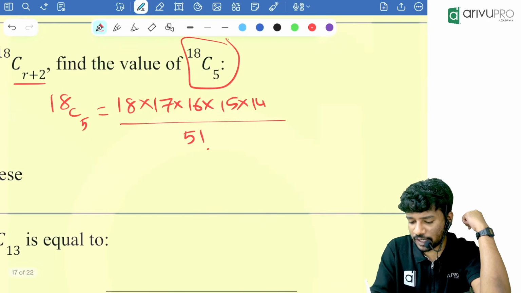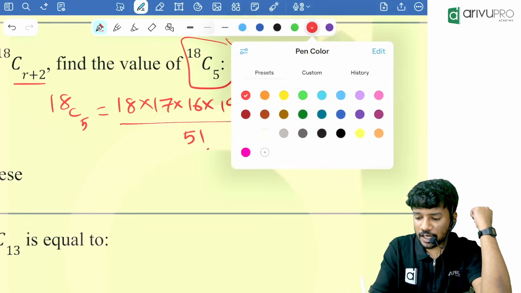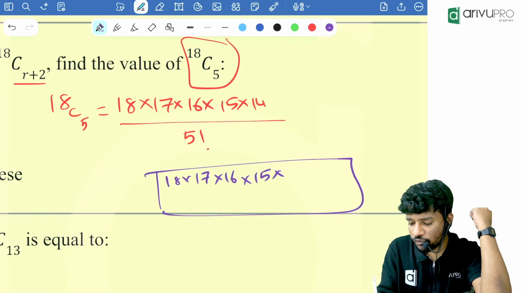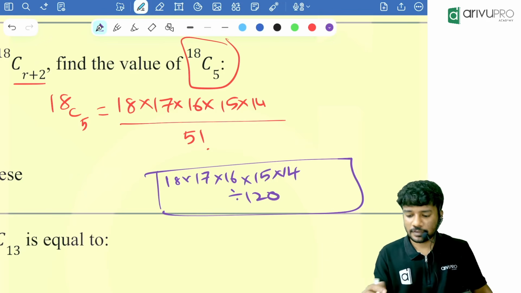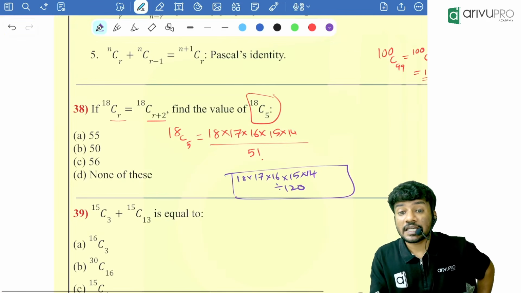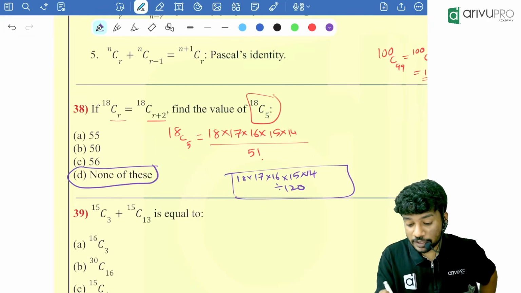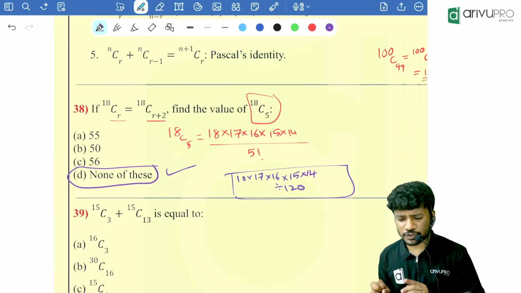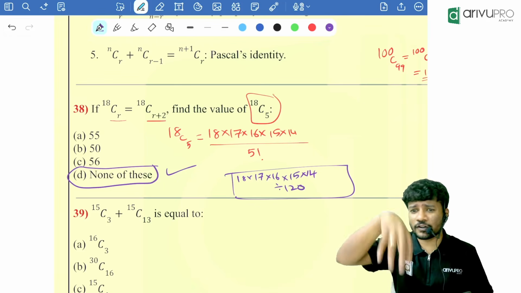How much is 5 factorial, people? 120. Take your calculator and start doing the math. 18 into 17 into 16 into 15 into 14 divided by 120. How much is the answer? 8568. Answer is what then, people? None of these. Okay. This is actually a filler type of question, just to take your time. Some people will fall for the filler.